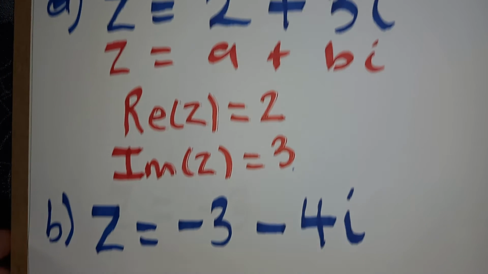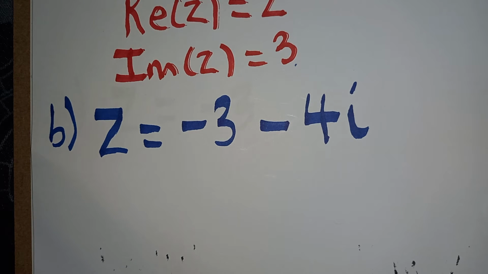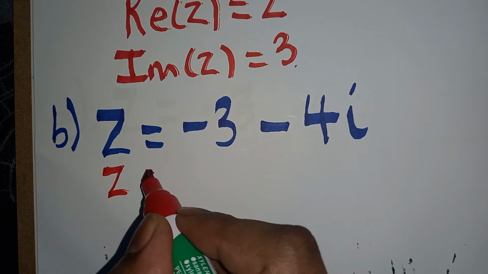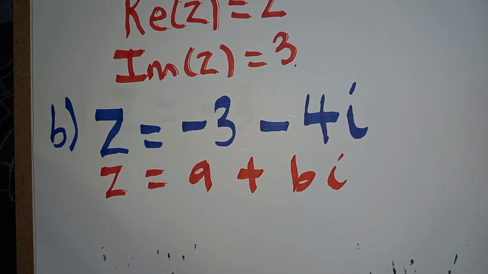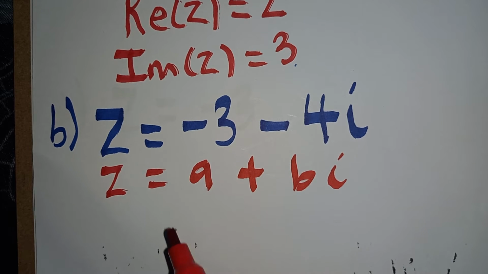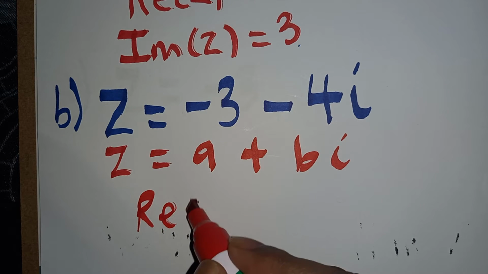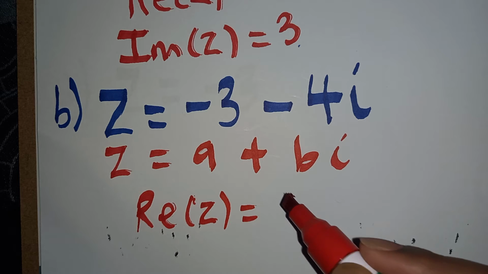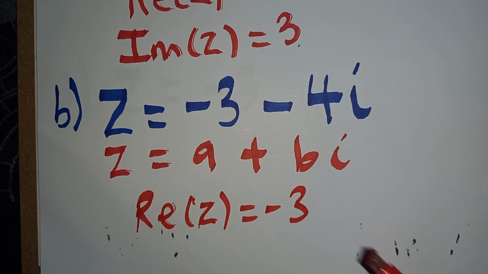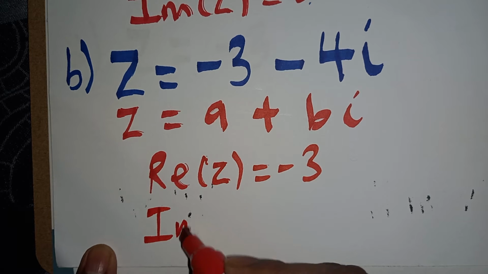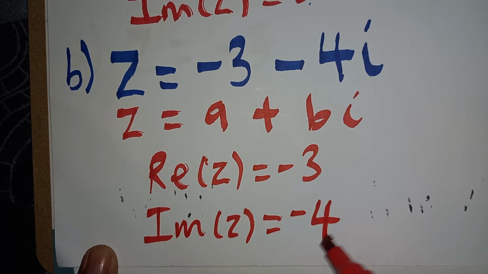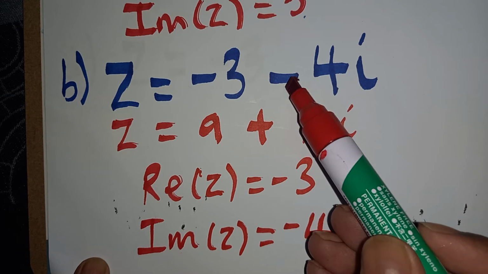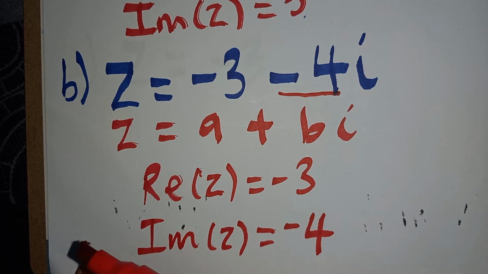Okay, let's do another example. Example number 2, we have z is equal to minus 3 minus 4i. So again we can write this as z is equal to a plus bi, right? Now corresponding to a we have negative 3, so that means the real part of z is equal to minus 3, and the imaginary part of z, corresponding to b, is minus 4. You have to take the sign in front of the number, so this becomes the imaginary part.